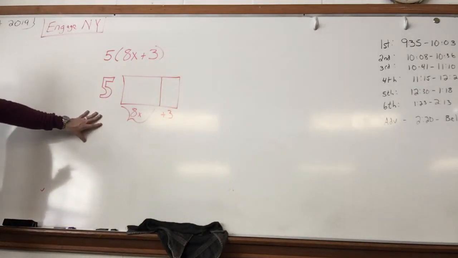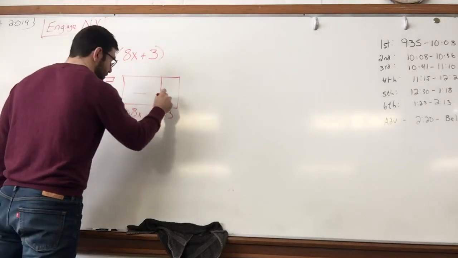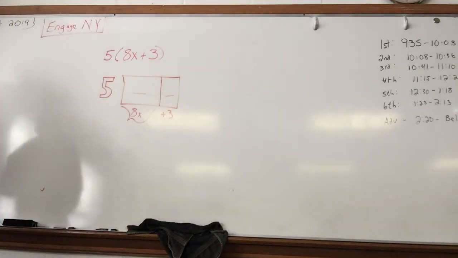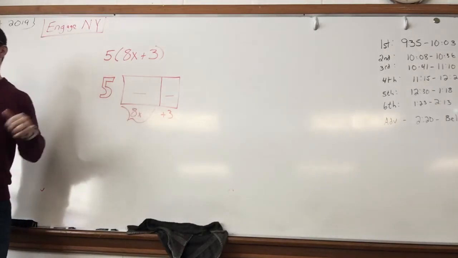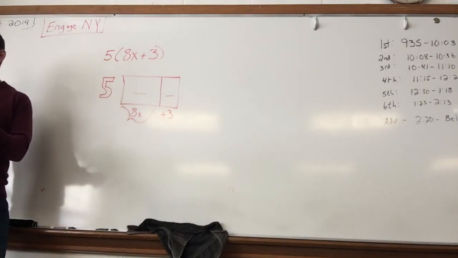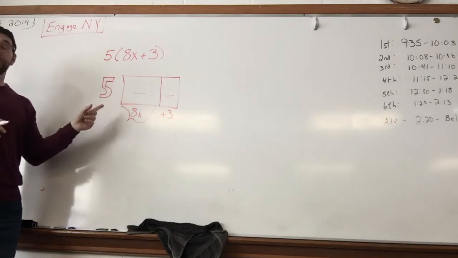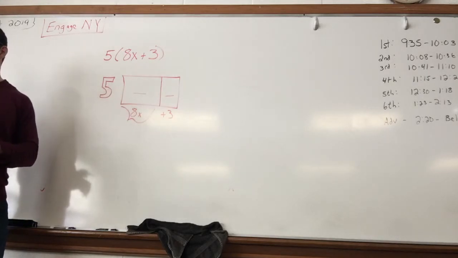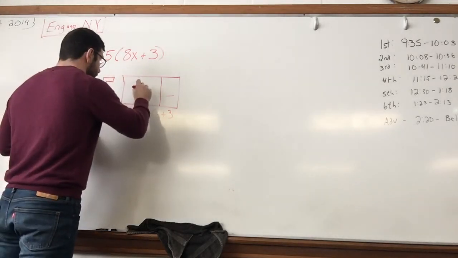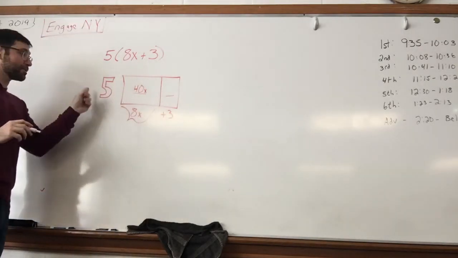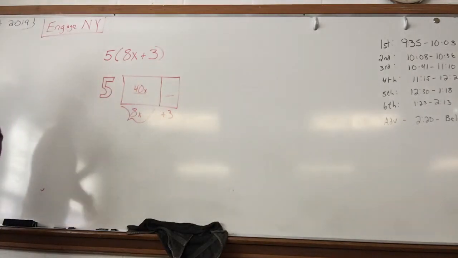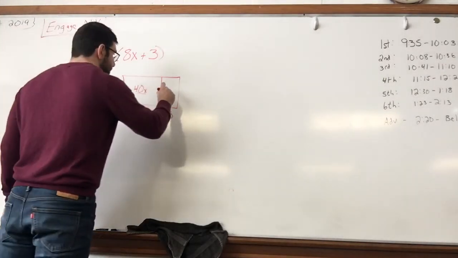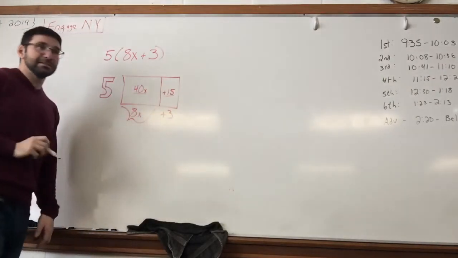Okay, so this is a rectangular array, but we're not done. Because this is showing us the distributive property. Cole, what would go on this line in that first rectangle? Okay, it would be multiplication, so what would I get when I multiply? 40x, very good. So this box right here is 40x's. What would go on the second line, Braden? Positive 15.